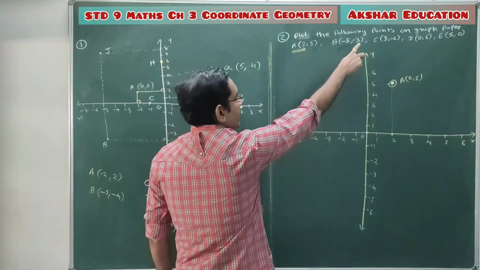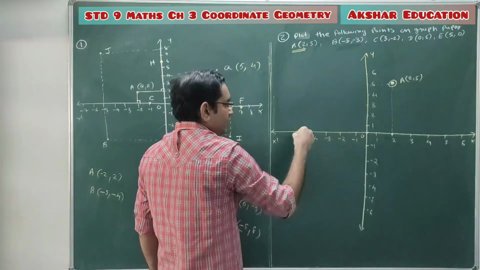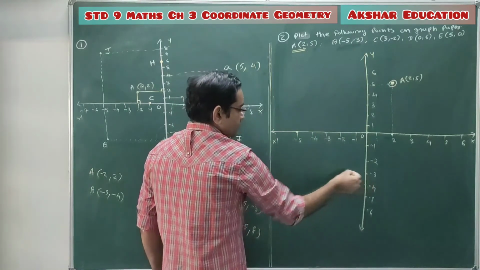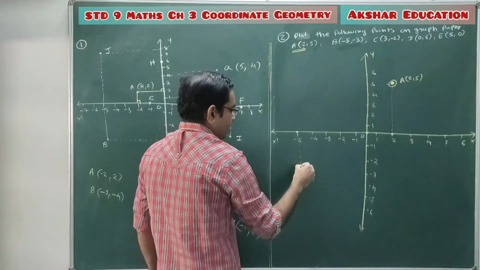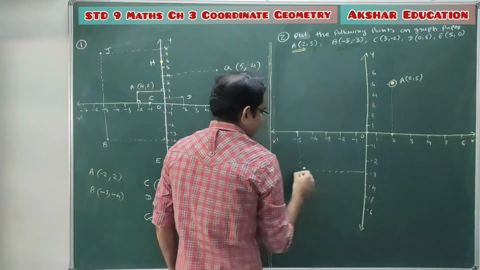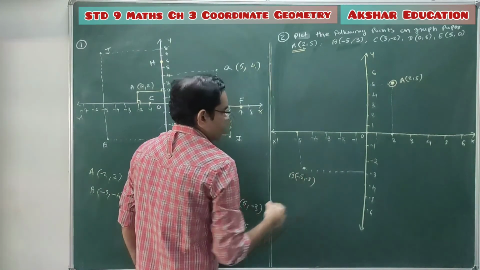Then you have to check your y coordinate. Y coordinate is negative, minus 3. So you have to move in downward direction up to minus 3. So this is your minus 3. So you have to move up to here. So minus 5 and minus 3. So this is the point B, which is minus 5 and minus 3.